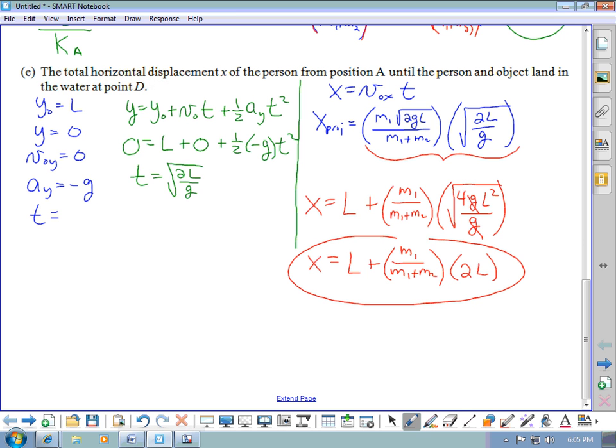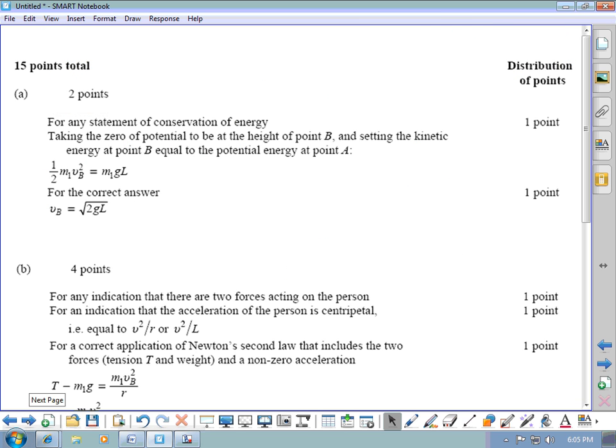Again, you do not need to simplify this, but if you do, you have to simplify it correctly. If you make a mistake, they do take off credit for that. So just looking at the scoring guidelines that they gave, for part A, it was worth 2 points.